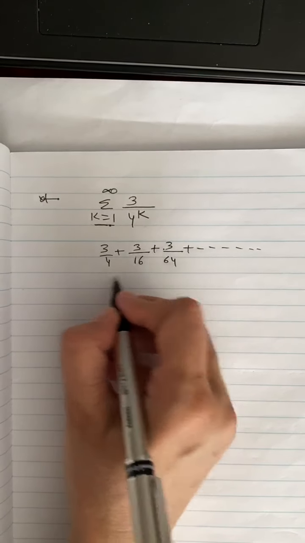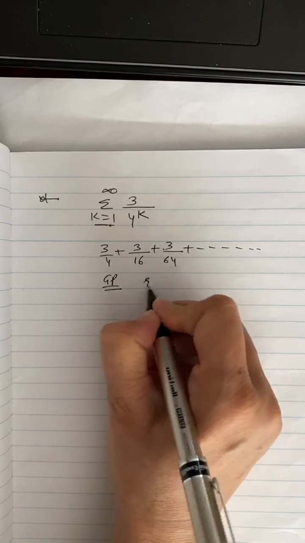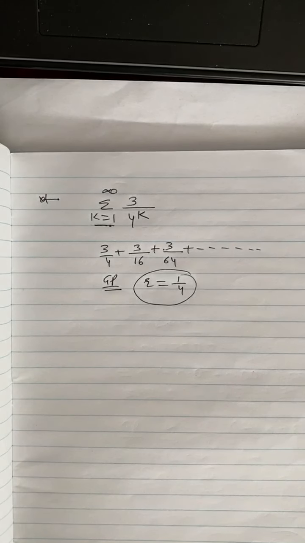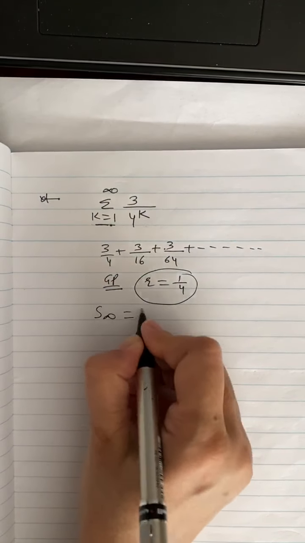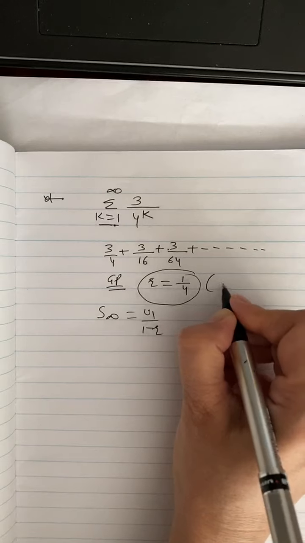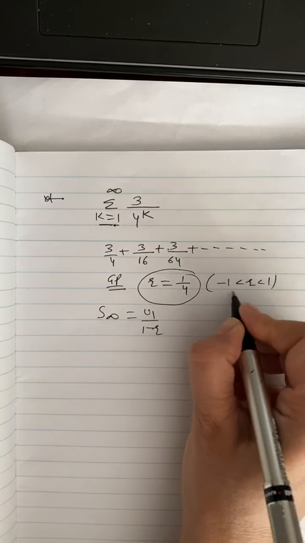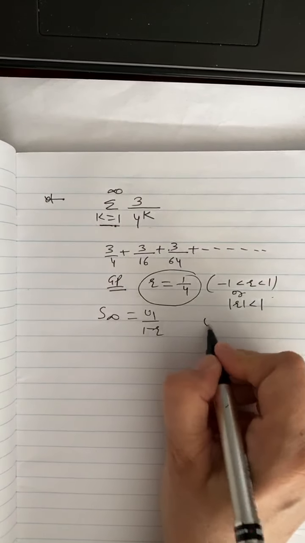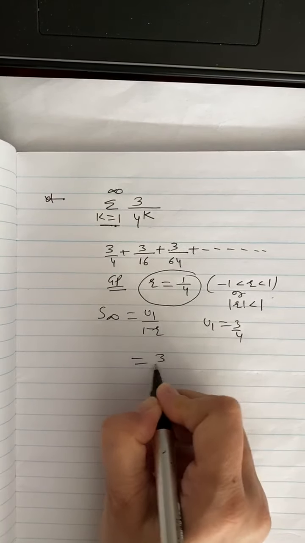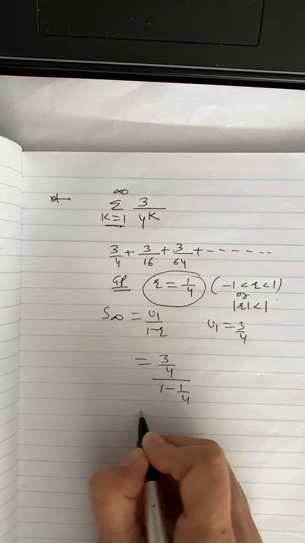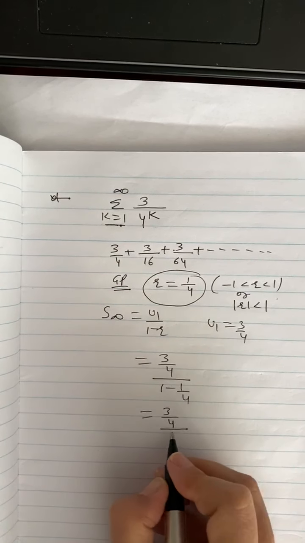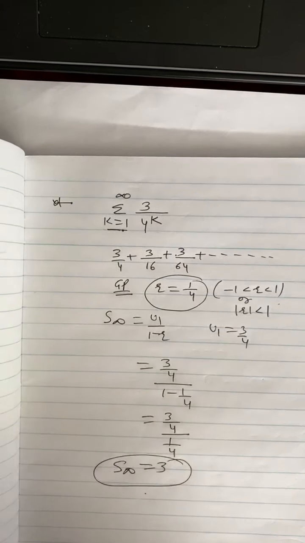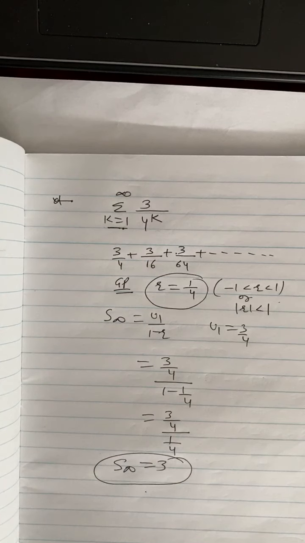So this is the series, and you have to find the sum of that. Now here you can see this is a GP, and the common ratio is 1 over 4. I'm not going to show it, you can do it yourself. Then the sum to infinity is u1 over 1 minus r, because here we got r between negative 1 and 1. So u1 is 3 over 4, and you will get 3 divided by 4, 1 minus 1 over 4. So 3 divided by 4 divided by 1 over 4. So S infinity is 3. That's it for this lesson.